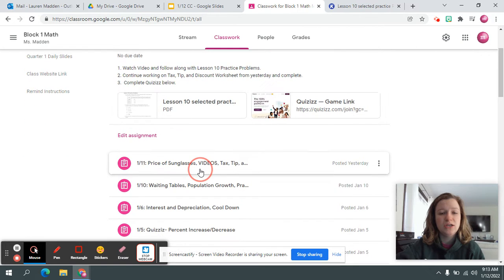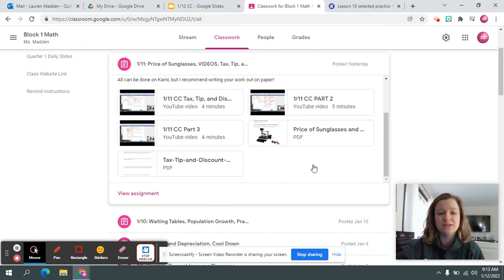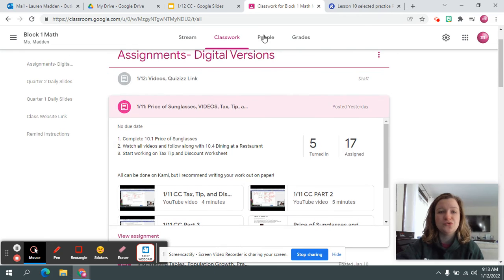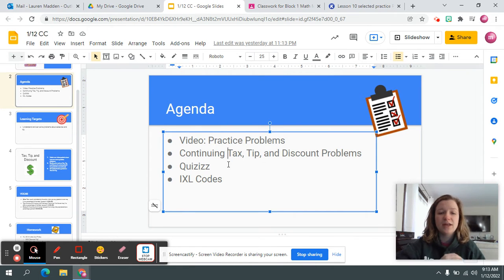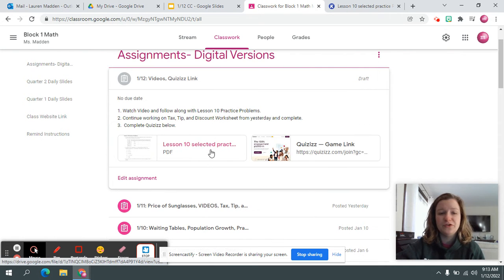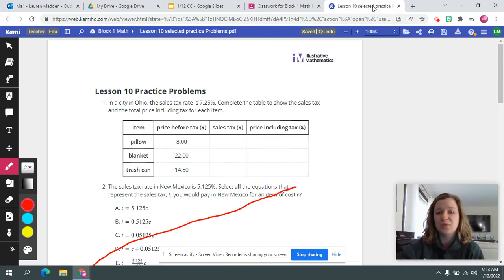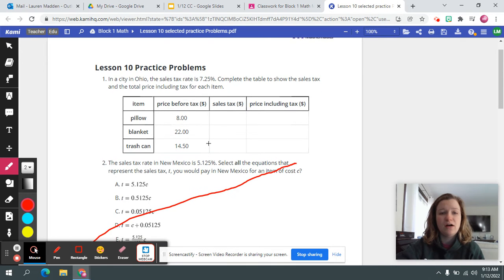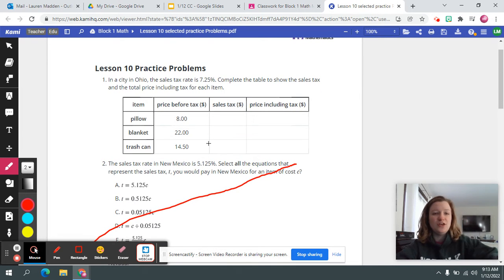So that worksheet, remember that's from yesterday. So you'll see that one in here. If you want to rewatch the video from yesterday to see how to start those problems, by all means, please do that. But for today, I'm going to be going through a few practice problems with you. They will be posted for you. You'll click on lesson 10, practice problems right here. And then here they are. So I'm going to go through some of these and you can just feel free to copy them down as I go through them as you watch this video.